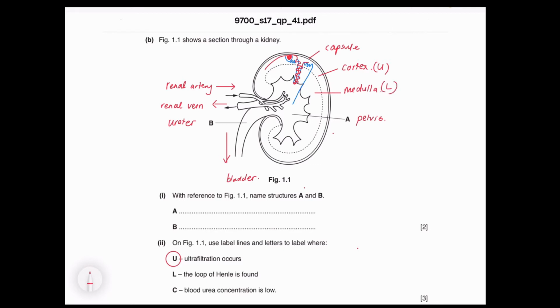which is L. And the last one will be which area the blood urea concentration is low. So pay attention, the question is asking about the blood urea. Therefore, it's either the renal artery or the renal vein. Since they're focusing on low concentration, it must be the renal vein.